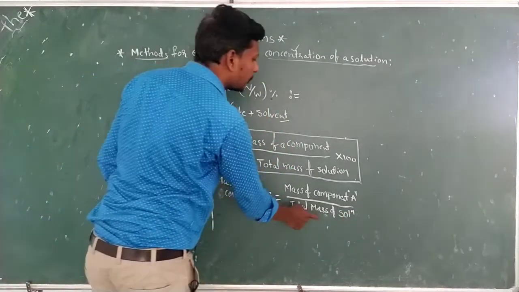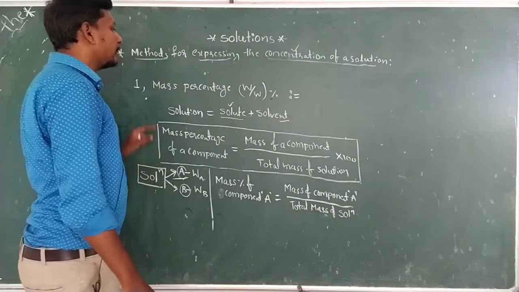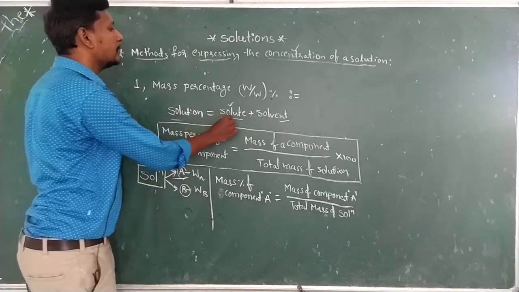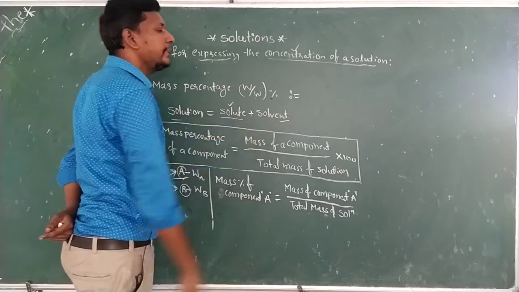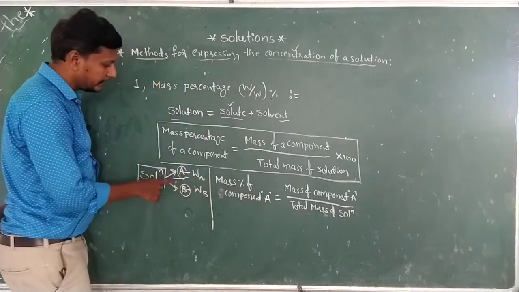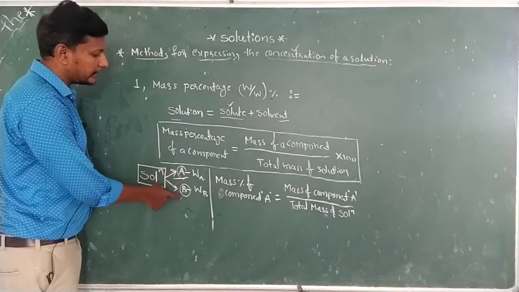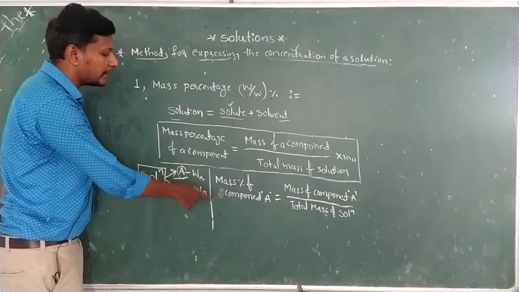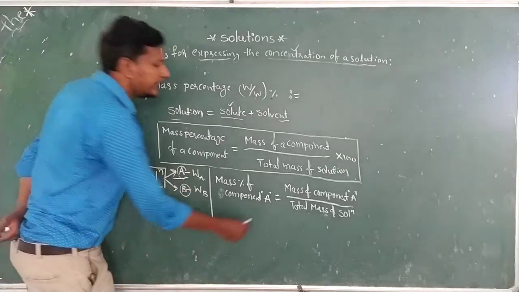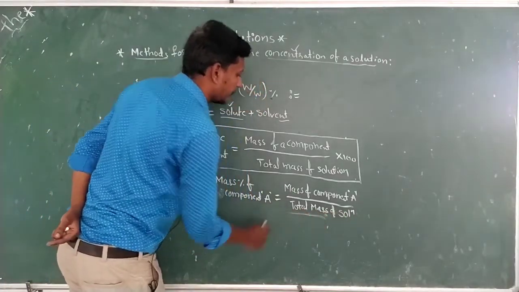What is meant by total mass of the solution? Total mass of the solution is nothing but solution containing the solute plus solvent. That's why mass of the solute plus mass of the solvent. But in this case, the solution contains two components. The mass of A plus mass of B is considered the total mass of the solution.